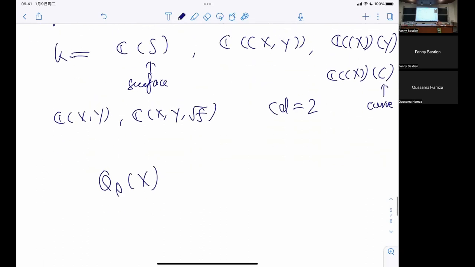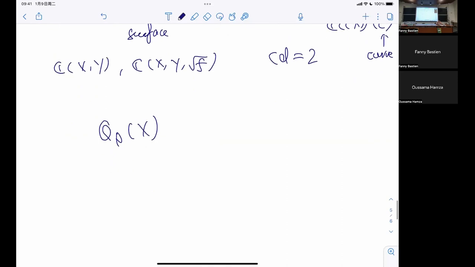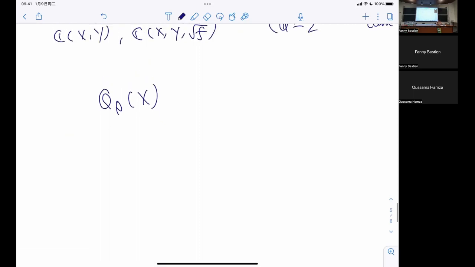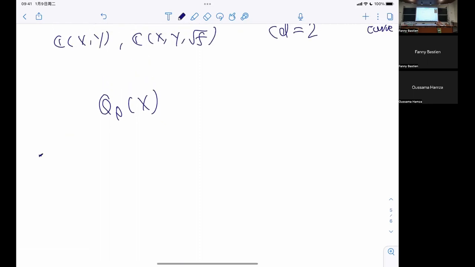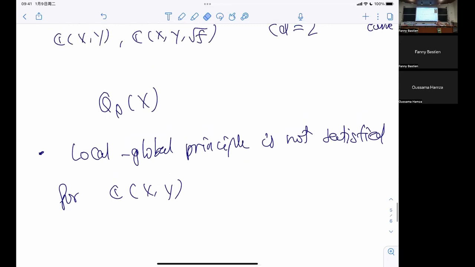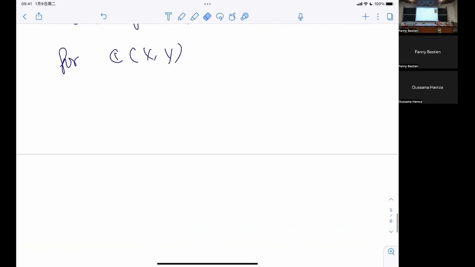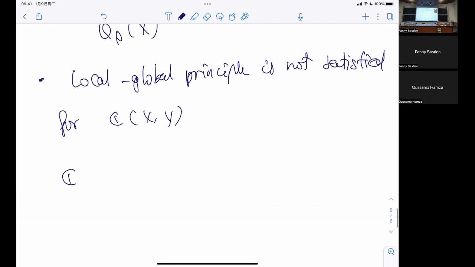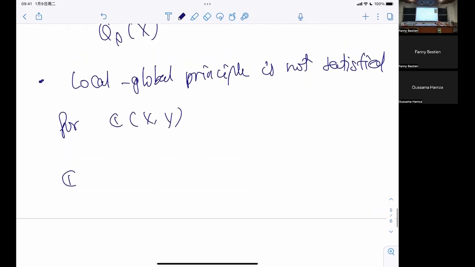For example, if we look at fields like this, we do have counterexamples to the local global principle. So the local global principle is not satisfied for fields like this. If you want, I can give you a very explicit construction. Also, I'm still working on how to explain this failure, so it's some kind of open problem. If people are interested, you can contact me if you have some ideas about this.